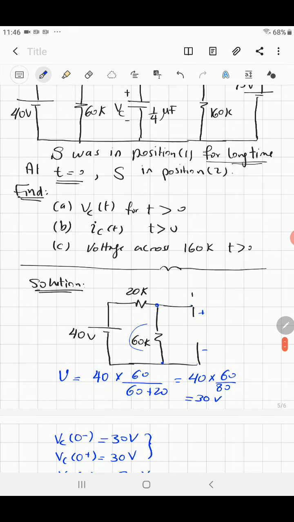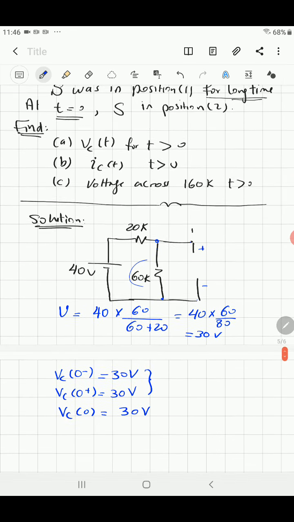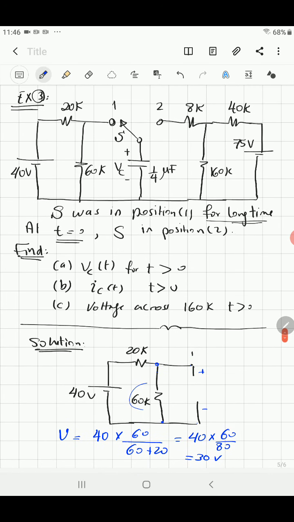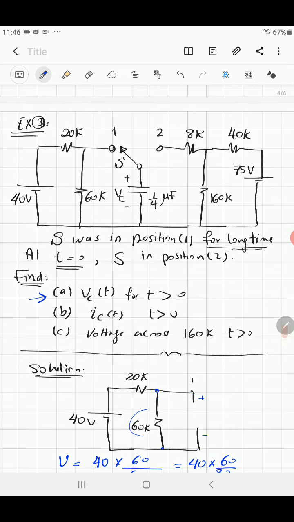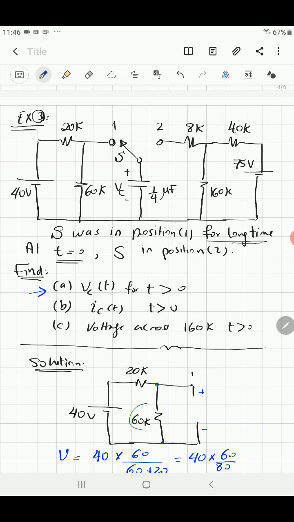Now for part A. We didn't even finish part A, we just did half of it. We'll complete it, because the question is to find the voltage for t greater than 0. It means the switch is going in this direction. So let's go ahead and take this part of the circuit.